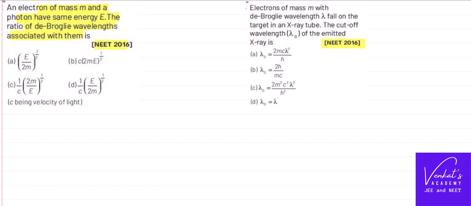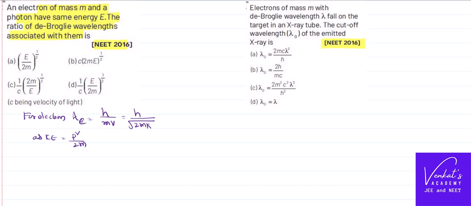So when you talk about an electron, the de Broglie wavelength is h by p, that is mv. P can be written as root of 2m into kinetic energy, as kinetic energy equals p square by 2m. That's the lambda of the electron.